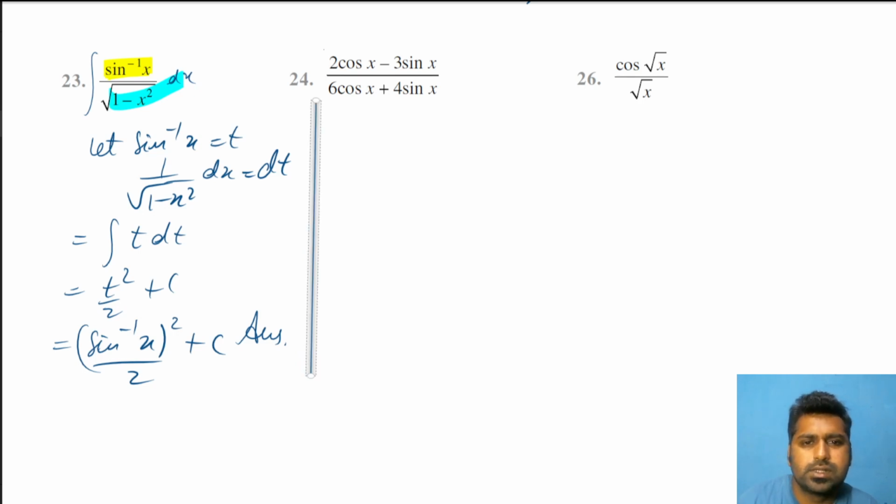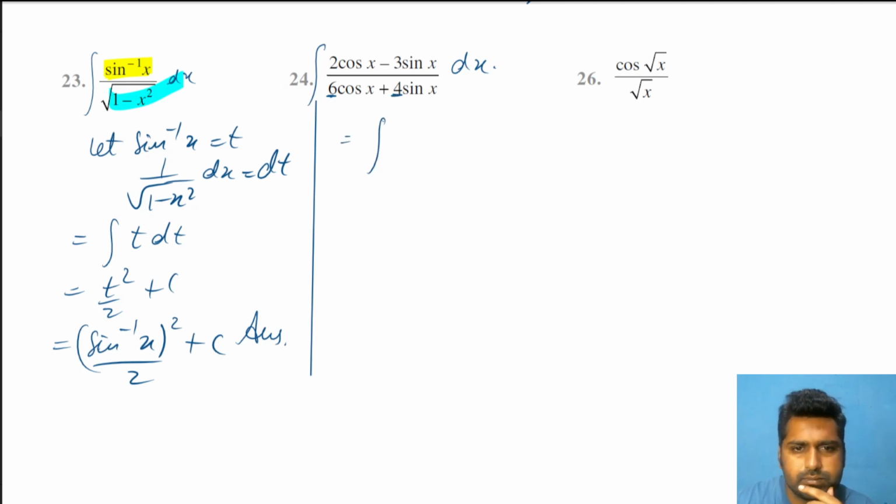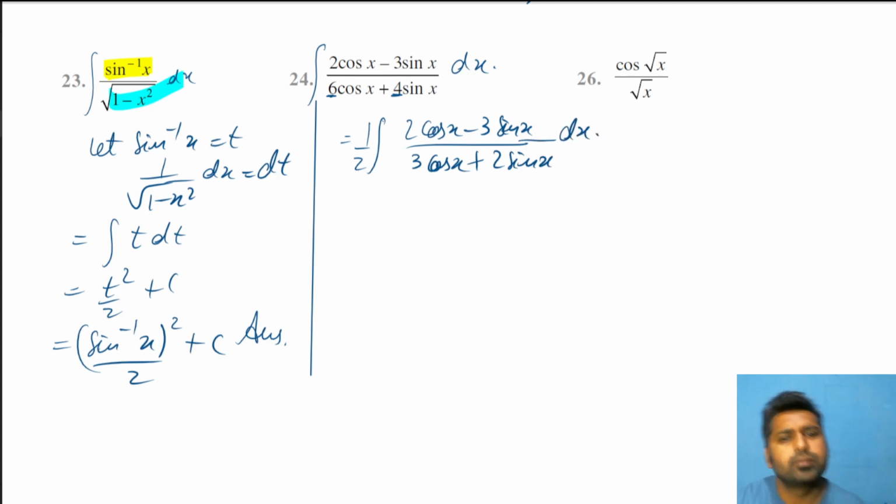All right, this question, 6 cos x plus 4 sin x upon, 2 cos x minus 3 sin x. First of all, you can see the factor of 2 common here. So let's take it out. Integration 1 by 2, 2 cos x minus 3 sin x, denominator becomes 3 cos x plus 2 sin x dx. Okay.